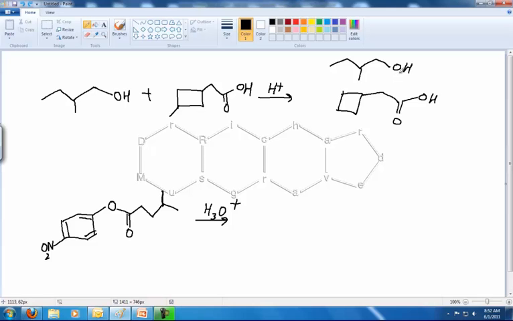And what's going to happen is that the O from the alcohol will join to the C double bond O from the carboxylic acid, and then we lose the H of the alcohol and the OH of the carboxylic acid, and that'll give us the water. So our final product is going to look like this.